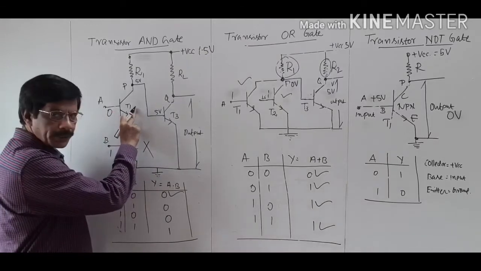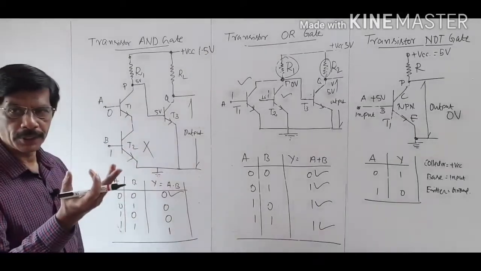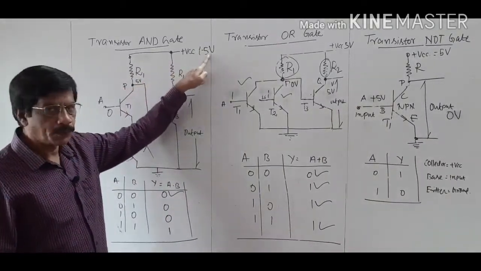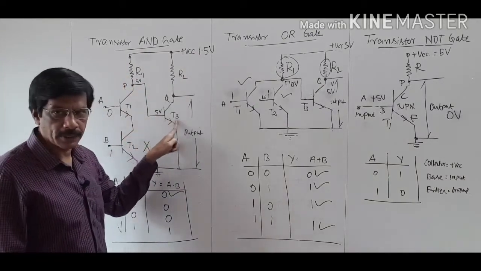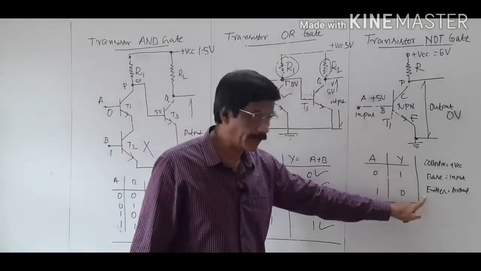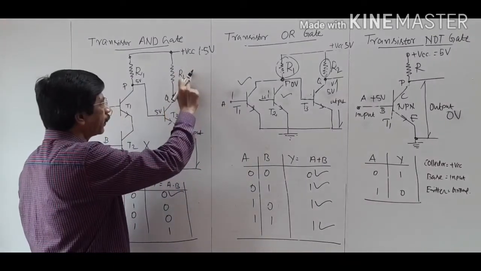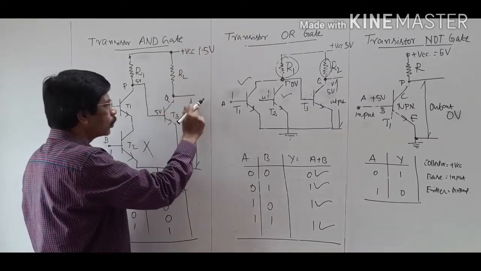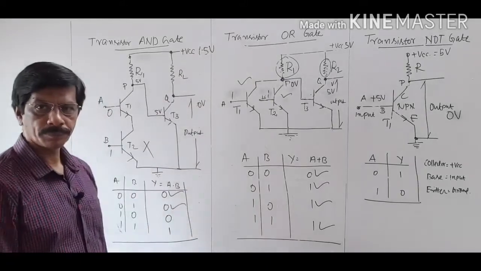Already T1 off condition, T2 off condition, both are off condition, no current generation, no drop across R1, the applied plus 5 volt passes through the resistor and it is connected to base of this transistor. Again this transistor T3 satisfies all these three conditions, switched on, generating current, the current is dropped here and voltage cannot enter the point capital Q, its voltage is almost equal to 0 volt. That shows the second row of the truth table.